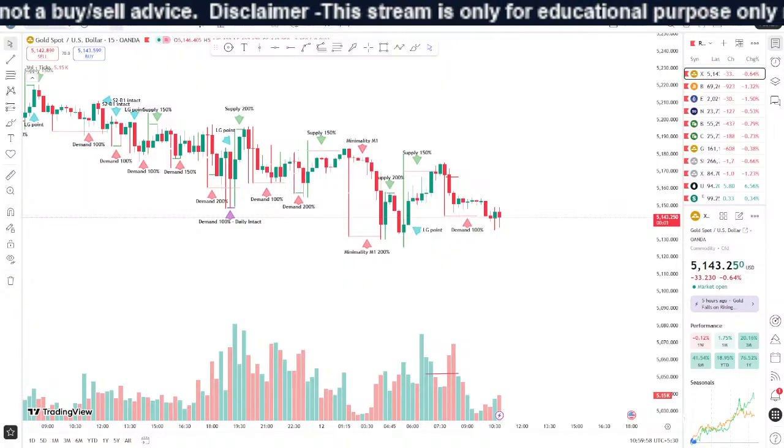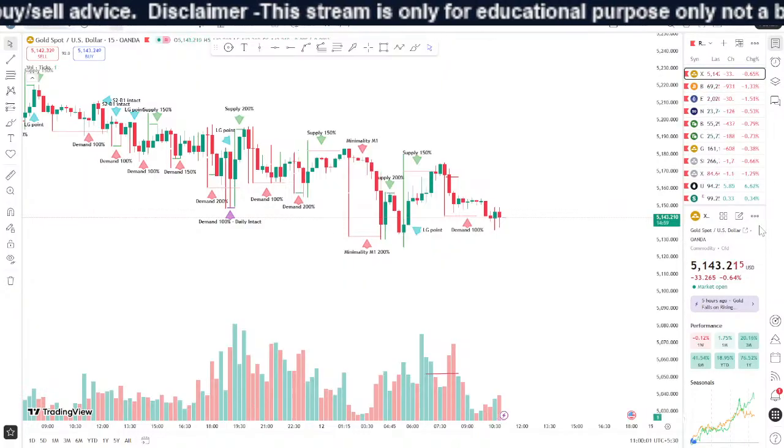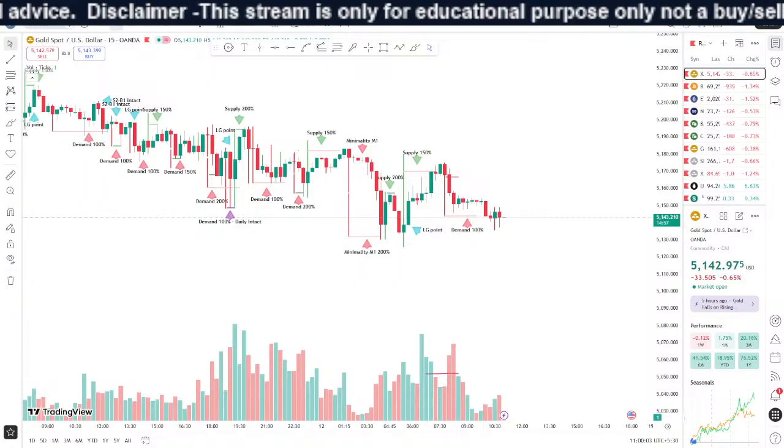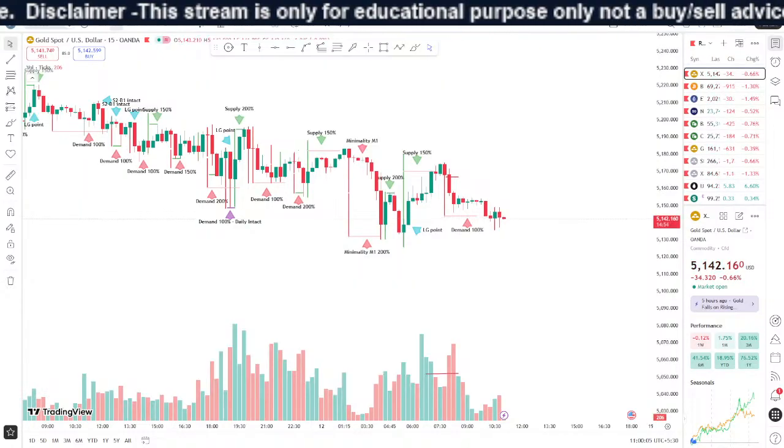First round of movement is completed. That's a good one. Now we have to just wait for the setup to form.